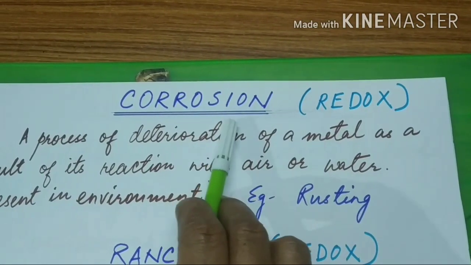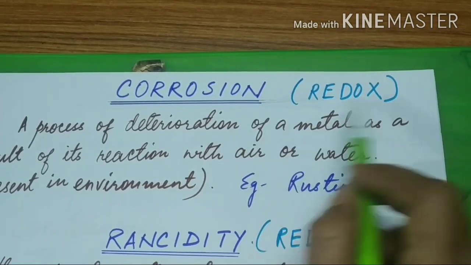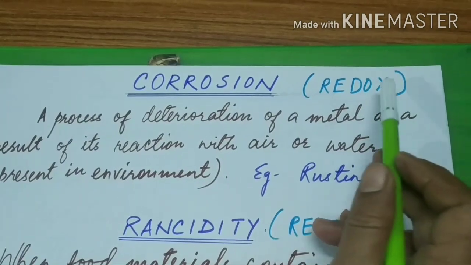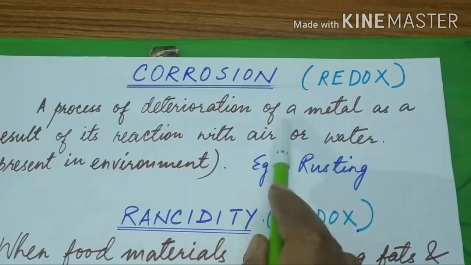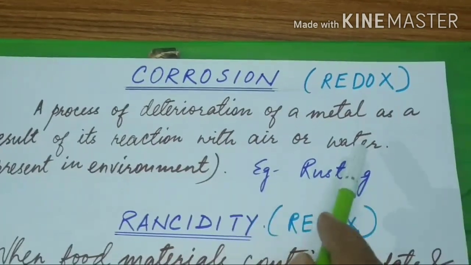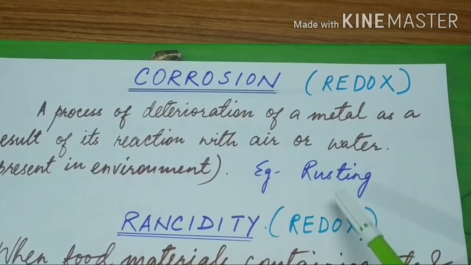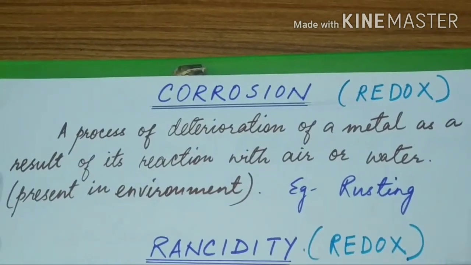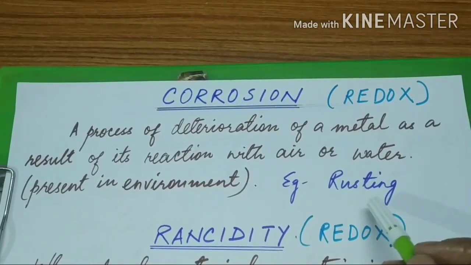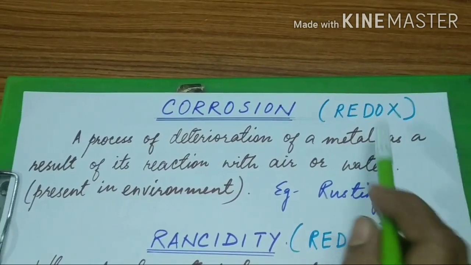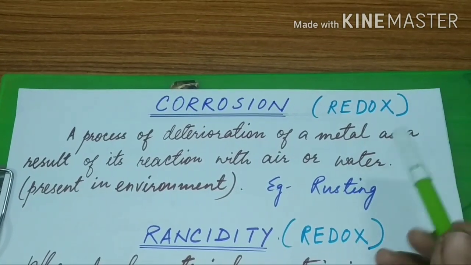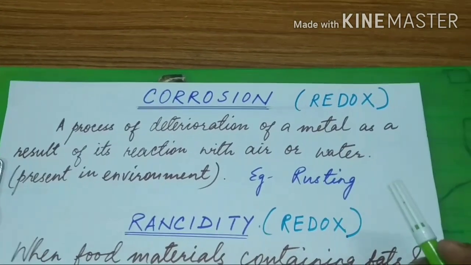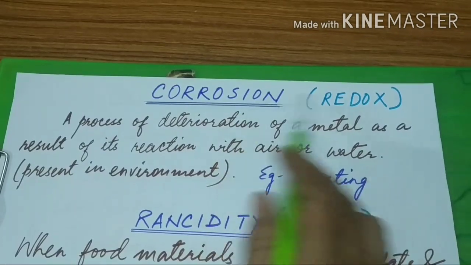Let us discuss corrosion. Now, why are we discussing corrosion here? Because corrosion is nothing but a type of redox reaction. Corrosion is a very good example of redox in our day-to-day life. How do we define it? Corrosion is a process of deterioration of a metal as a result of its reaction with air or water present in the environment. A very common example of corrosion is rusting, where iron undergoes oxidation. Iron, when left open in humid conditions or moist air, reacts with atmospheric oxygen and forms iron oxide. So it is nothing but a redox reaction. You might have observed corrosion of copper, where copper vessels and containers undergo oxidation. They attain a greenish coating. That is because they undergo oxidation or corrosion.